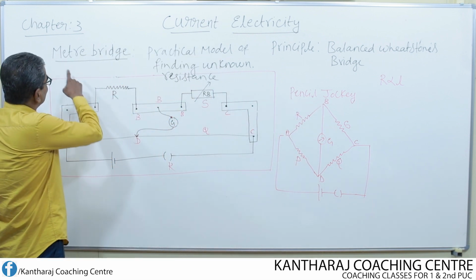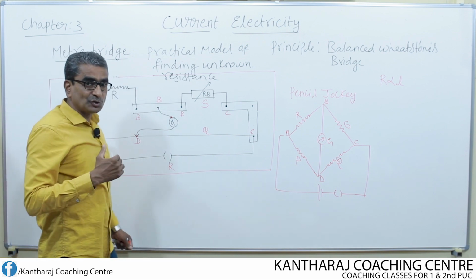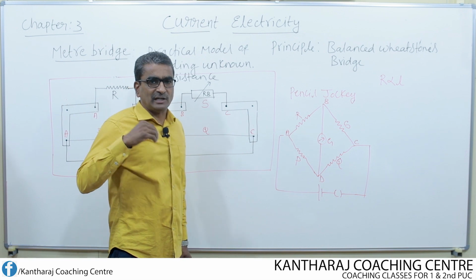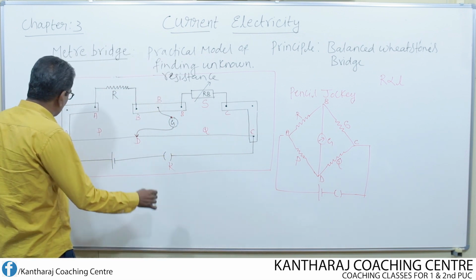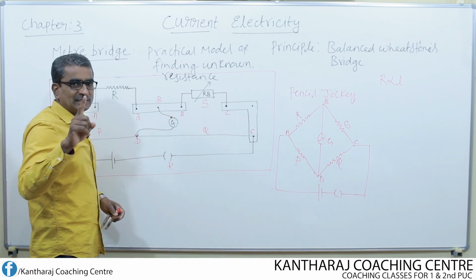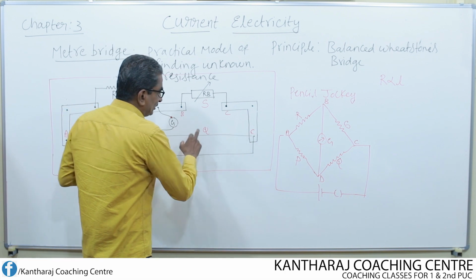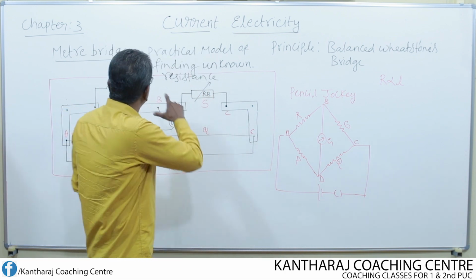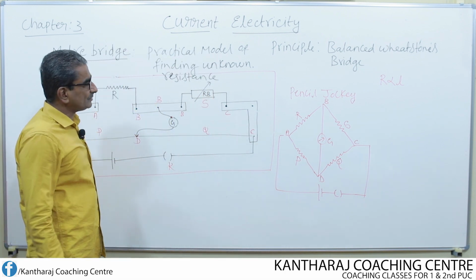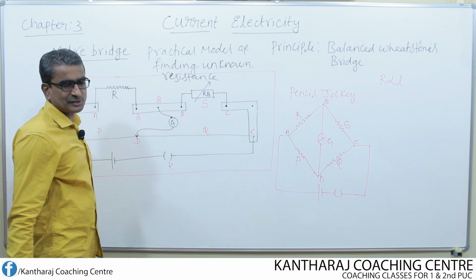Why is it called a meter bridge? Meter bridge is called so because the length of the wire used between the two terminals A and C is totally equal to 1 meter. Since the length between A and C is equal to 1 meter, the name meter bridge is used. So this is all about the construction of the meter bridge.